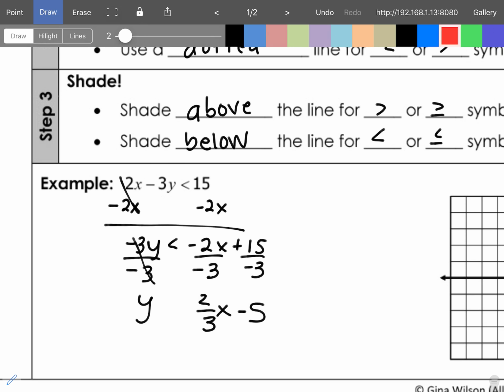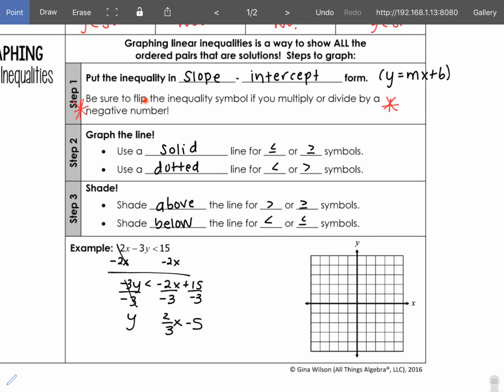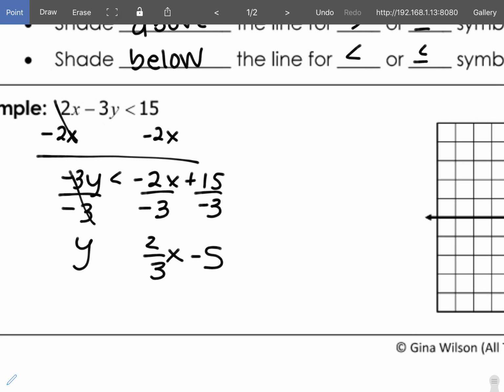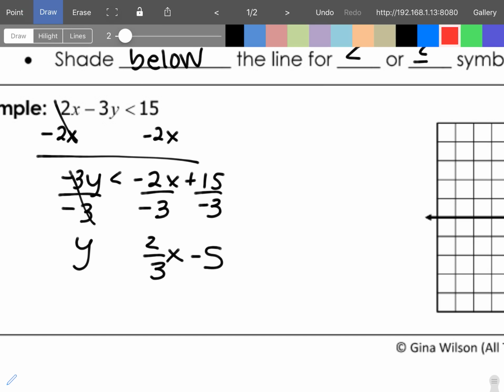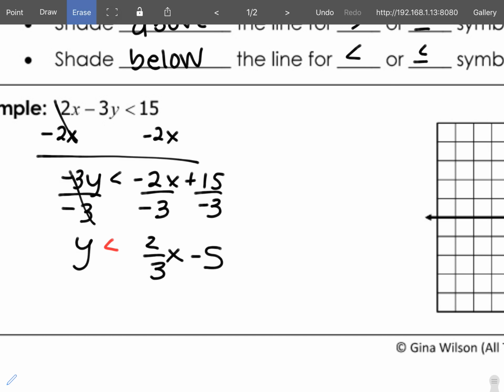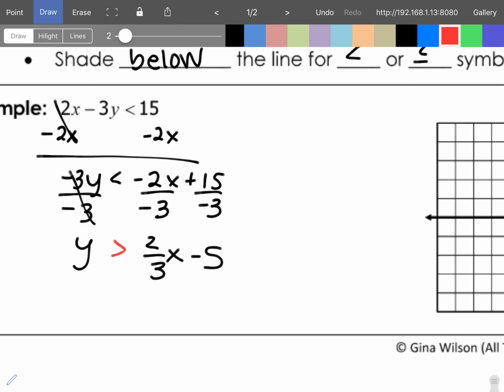Now, look at this. It says be sure to flip the inequality symbol. Flip the inequality symbol if you multiply or divide by a negative number. Did we multiply or divide by a negative number? Yes, we divided by a negative number. Now this is always going to be in the very last step. So if you want to know if you're supposed to flip the sign, look in the last step. Did you divide by a negative number? Yes, it was a negative 3. So instead of being this way, we're going to make the sign go the other way, like that.